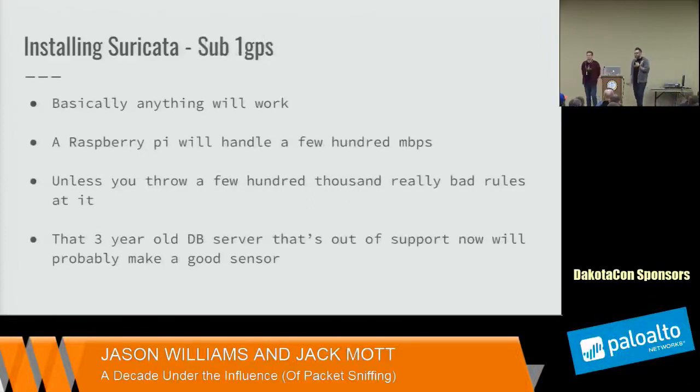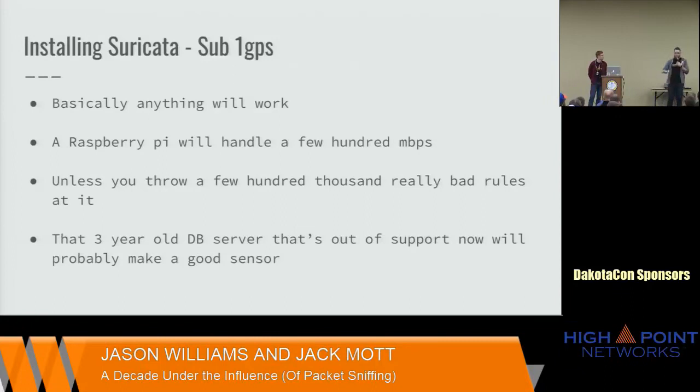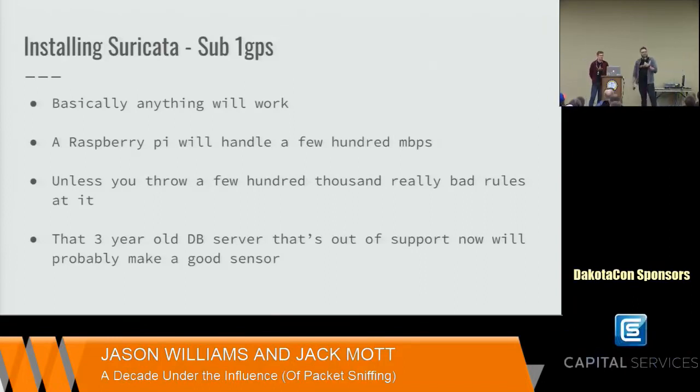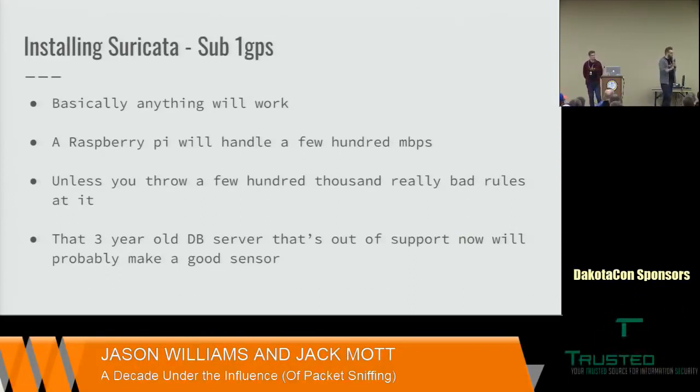So under a gig, basically anything will work. You can use a Raspberry Pi to handle a few hundred megabit per second of traffic through it. Unless you have tons and tons of really terrible rules, like lots of PCRE rules that don't have good contents and aren't anchored anywhere. If you dumped out 500,000 DNS rules from your MISP instance or your CRITS instance, it's a bad way to go. Don't recommend that. If you're somewhere where you're decommissioning old hardware, keep your eyes out. Just grab some of that hardware. It'll run Suricata just fine for a couple gigs usually.